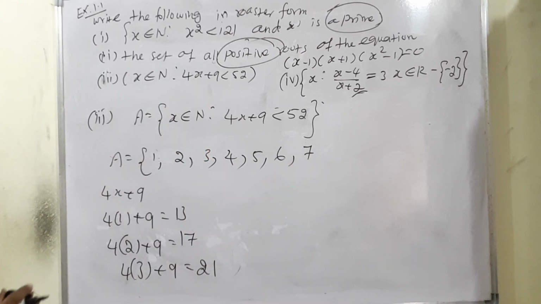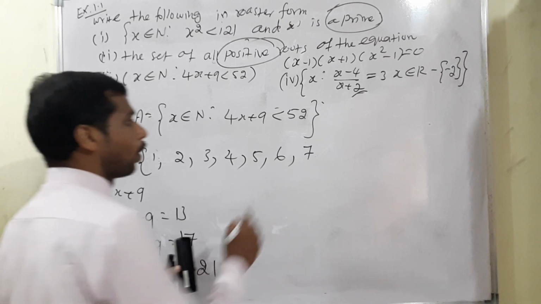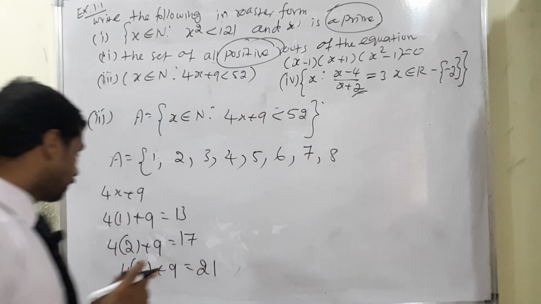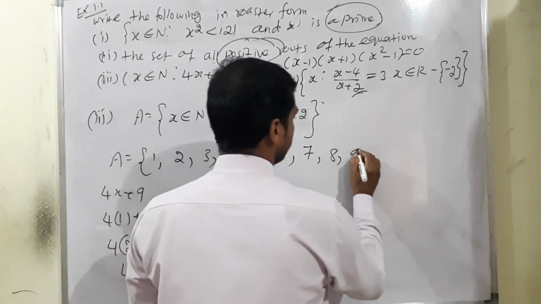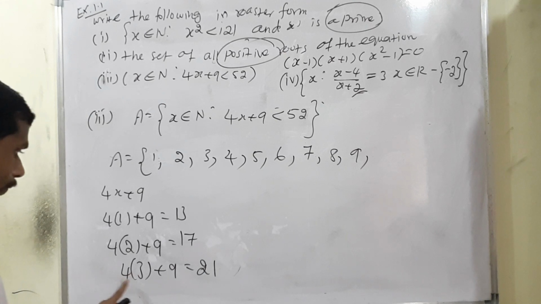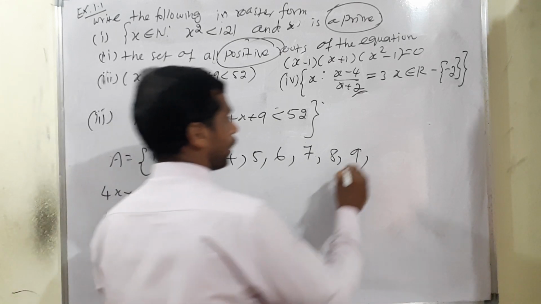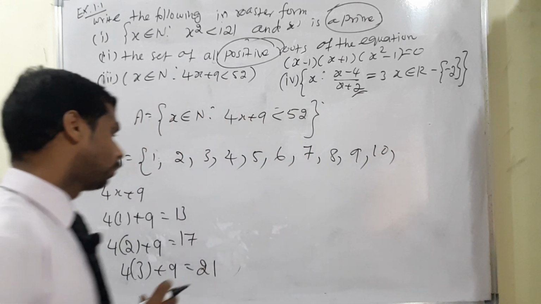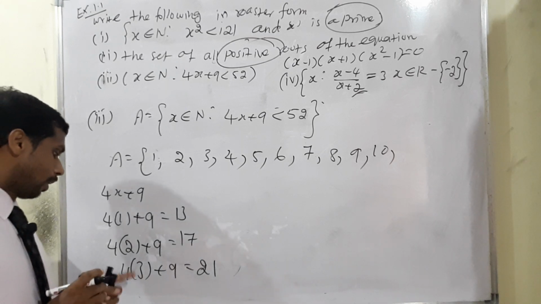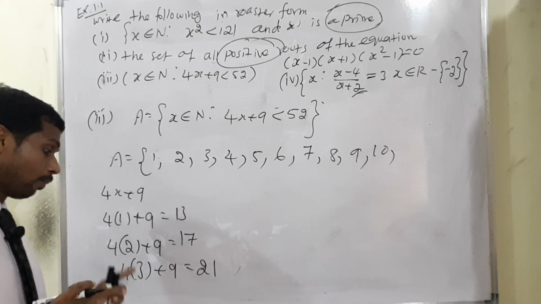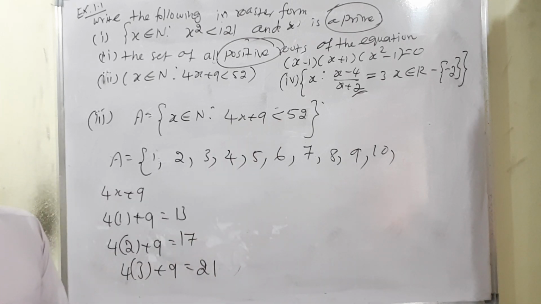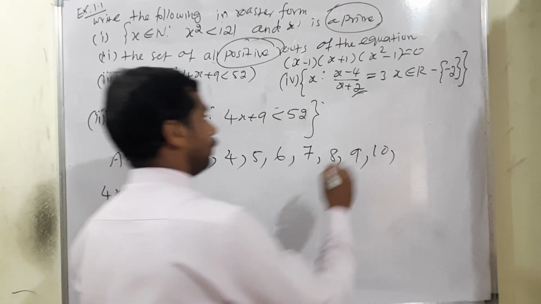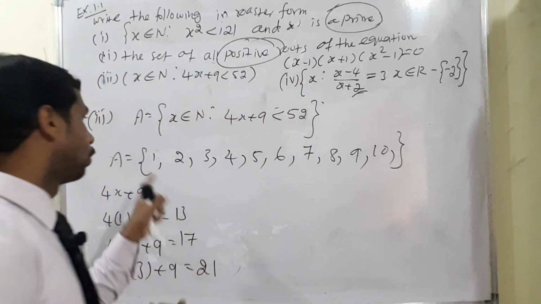Then 8 means 4 eights are 32, 32 plus 9 is equal to 41. Then 9 means 9 fours are 36, 36 plus 9 is equal to 45. Then 10 fours are 40, 40 plus 9 is equal to 49. So 10 will come. But check the next one very carefully. 11: 4 elevens are 44, 44 plus 9 is equal to 53. But the condition is less than 52. Okay. Therefore, the answer for subdivision three is 1 to 10.